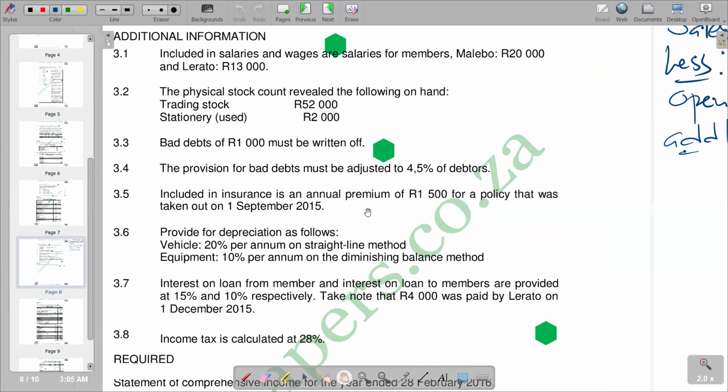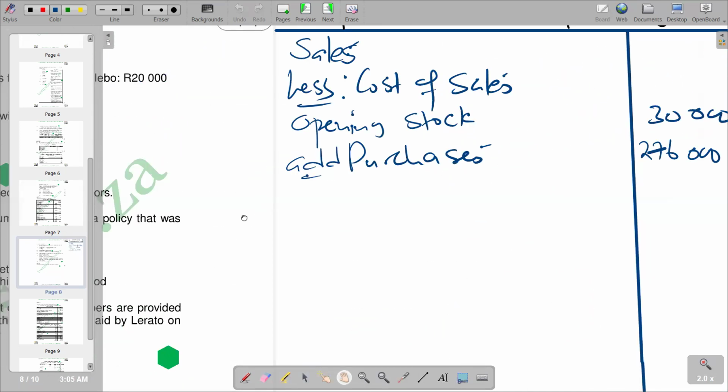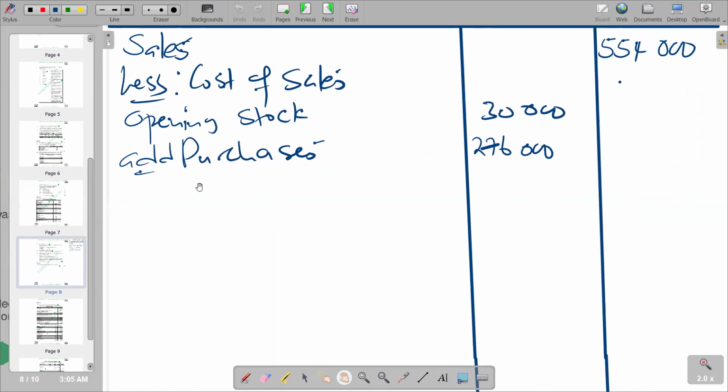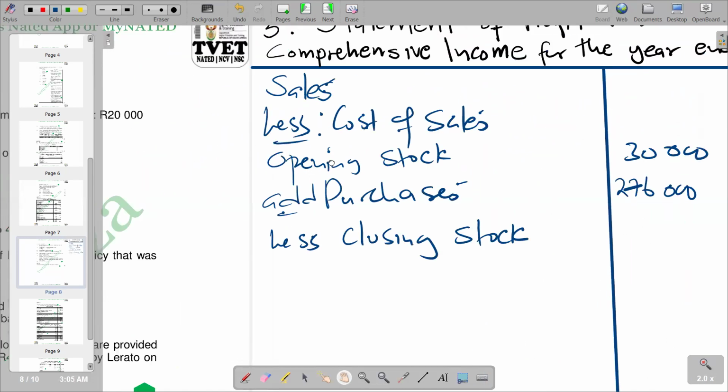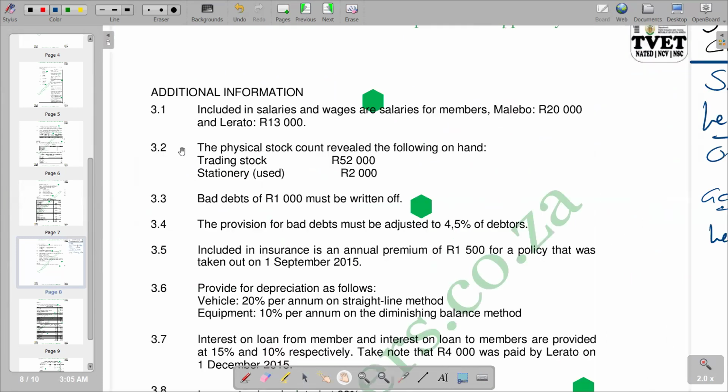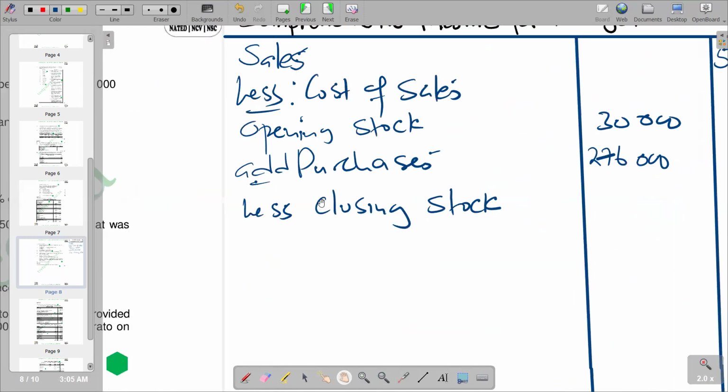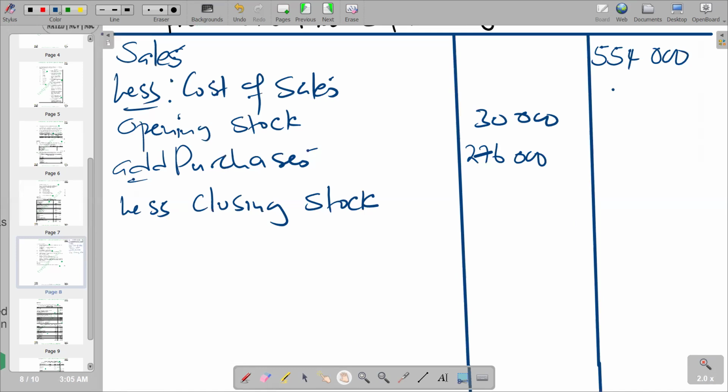Having said that, we can go to the next step, whereby we are supposed to subtract the closing stock. So you can just say less closing stock. Obviously the figure for closing stock, we get it in the additional information. Here you see that on 3.2, the physical stock count shows the following on hand: trading stock 52,000. So you only take the figure for trading stock, which is 52,000. So we come here, and you'll see that we have 52,000.